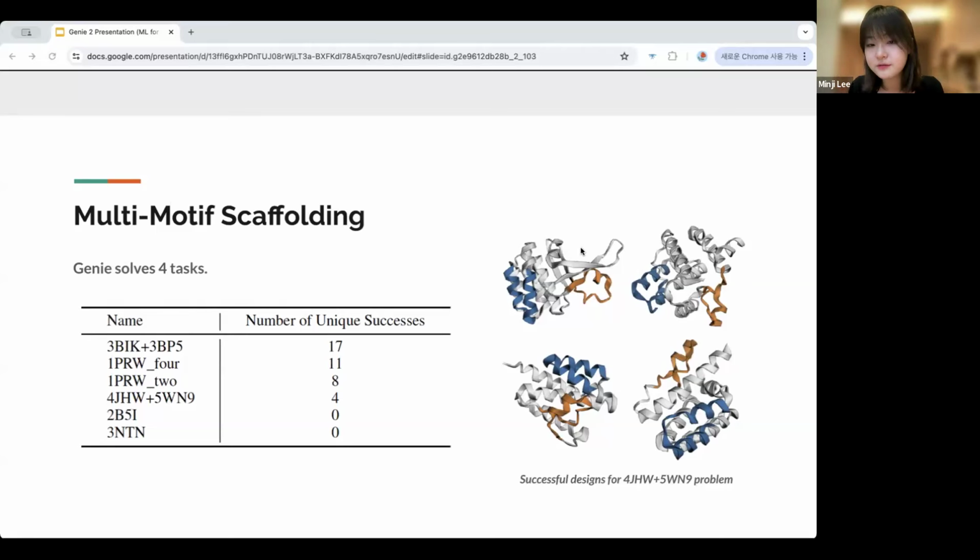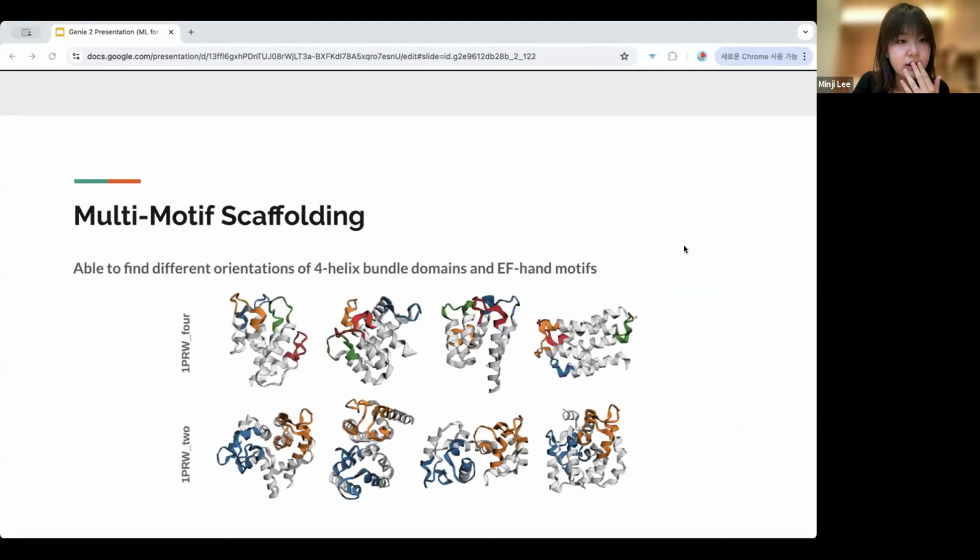We also show the successful designs for the fourth problem on the right, and for the problems 1PRW 2 and 4, the loops of the EF hand motifs that interact with the substrates are well exposed to the surface and are all unique successes. And the structures are diverse and clearly different from the original structure, with the motifs and the helix bundles distributed asymmetrically throughout the structure. Originally it was a symmetric structure with a bundle on each side.